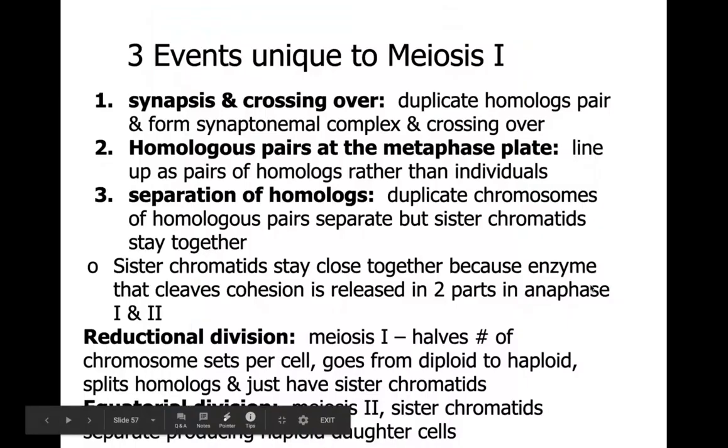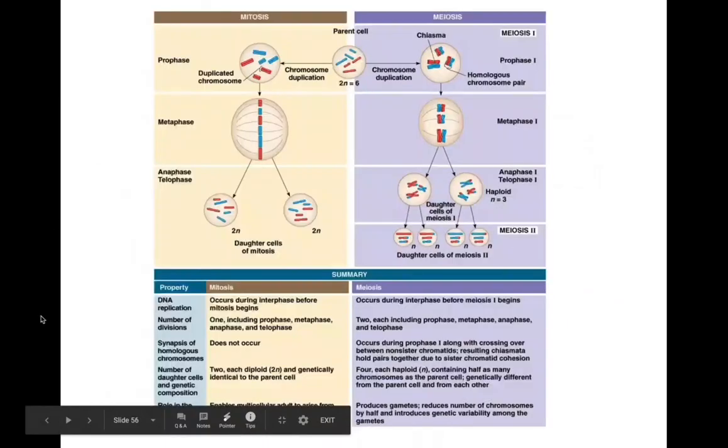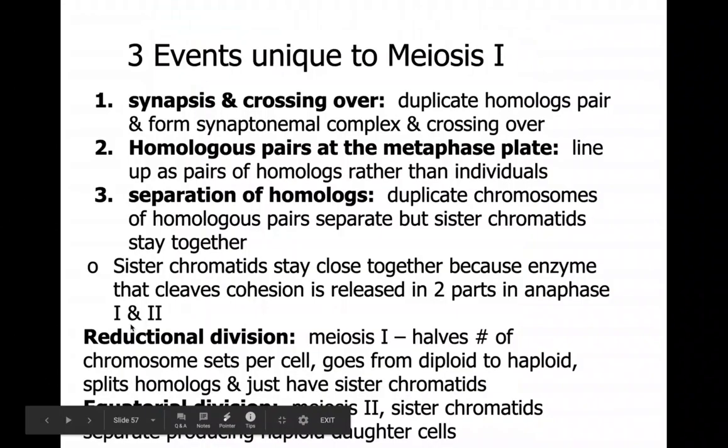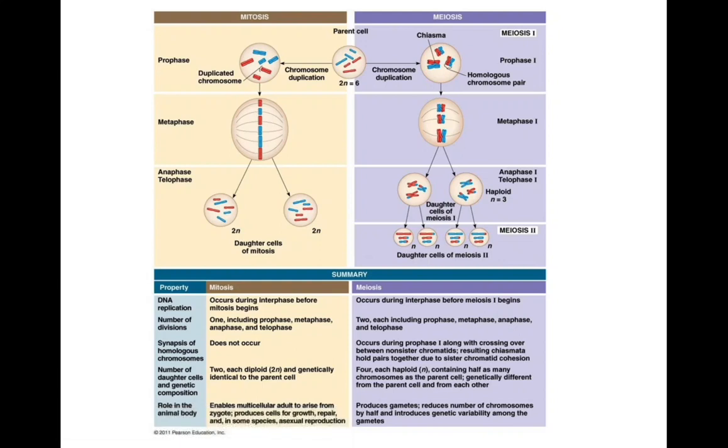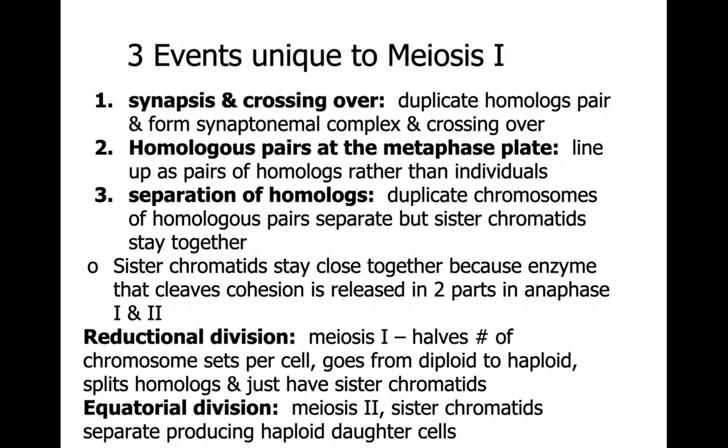So the role in the cell: cells from mitosis are going to do all of the various functions in the body. The ones from meiosis are gametes. They're going to be your sex cells, and their job is to increase genetic variability in the new organism. So 3 events are unique to meiosis.